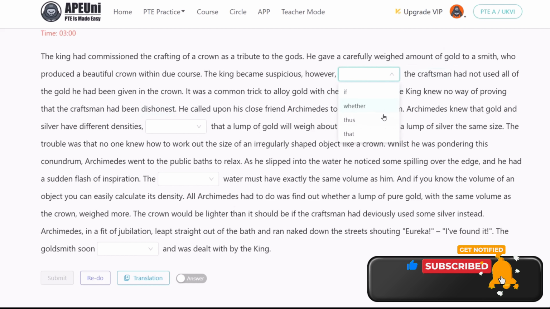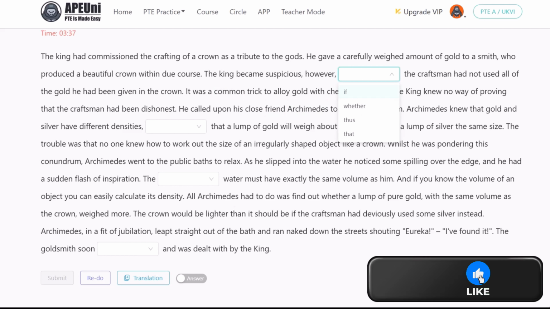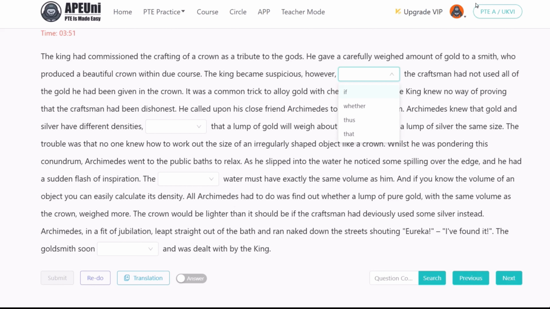So we have the options: if, whether, thus, that. Let's try to understand which one is correct. If is typically used for conditional sentences. If the craftsman had used pure gold, the crown would have been heavier. It's not correct here. Why? It introduces a condition which doesn't align with the king's suspicion stated as fact, right? Now the next one is whether. Whether expresses alternatives or doubt. He wondered whether the craftsman had been truthful. Not correct here, because it implies uncertainty, but the king's suspicion doesn't suggest alternatives, right?